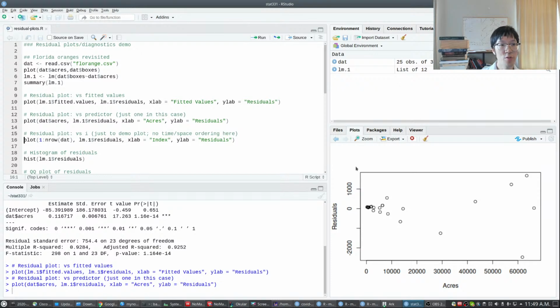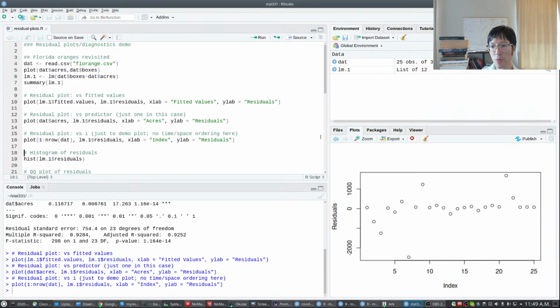Okay, well here there is no time and space ordering, but just to show how you could plot with the indices on the x-axis, I can do this. So I'm going to make a vector from 1 to n like this, so 1 colon n, and then I can plot those against the residuals. Here, there's no particular ordering; they're just names of counties. So there wouldn't be expected to be any potential dependence over indices in this case.